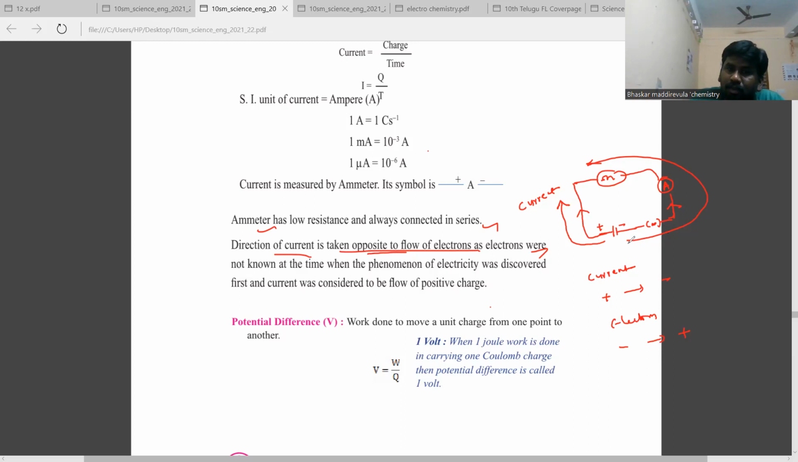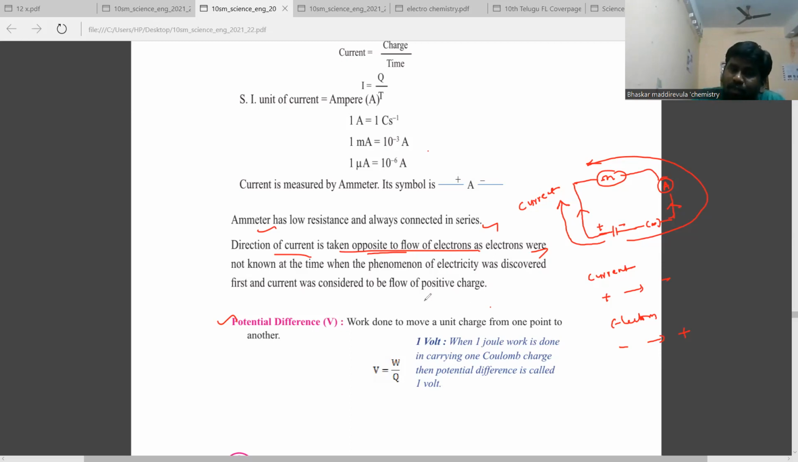Now, next is about electric current. Next we'll see the next important term, that is potential difference. This potential difference helps the flow of charges. It causes the flow of charges in the conductor. Because of the potential difference only, the charges are flowing.